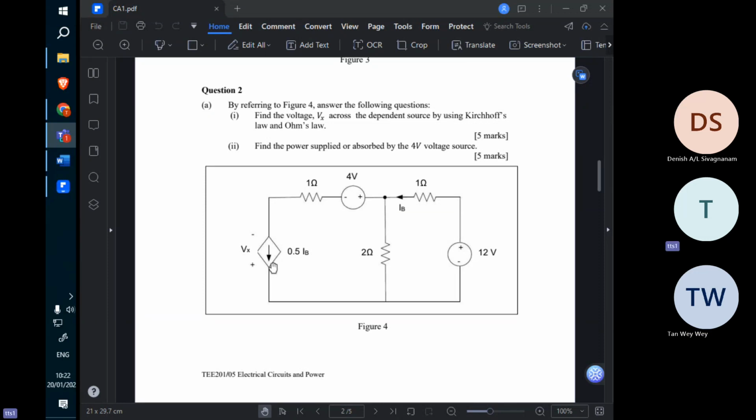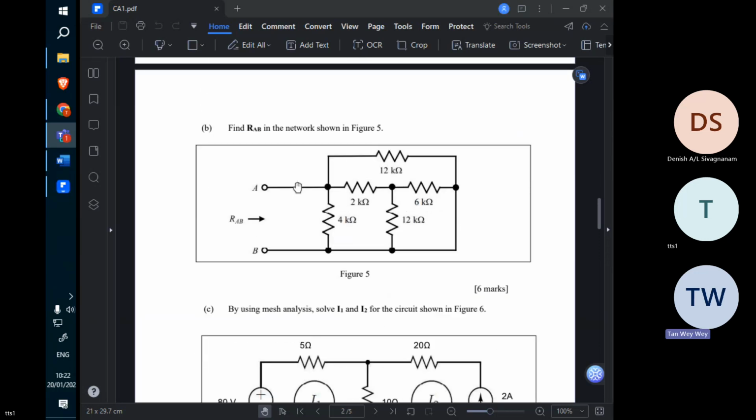So this is a current dependent current source. Probably you have never heard of this, but I will explain it to you later on. So question number two is a bit tricky. It's based on Kirchhoff's current law or voltage law. So we probably will leave this one to the next tutorial.